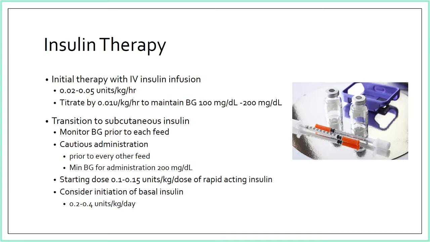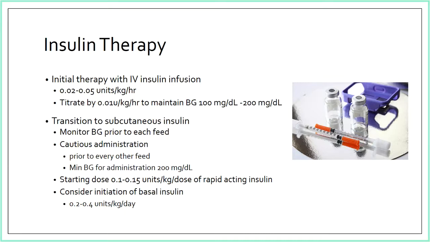You should administer insulin, if you're being very cautious, perhaps prior to every other feed. And the minimum blood glucose for administration of insulin is probably about 200 milligrams per deciliter. Some references will actually recommend waiting to administer rapid-acting insulin until the blood sugar is 250 milligrams per deciliter. The starting dose for rapid-acting insulin is about 0.1 to 0.15 units per kilogram per dose. And then based on your blood sugar trends, you can consider initiation of basal insulin at a dose of about 0.2 to 0.4 units per kilo per day.